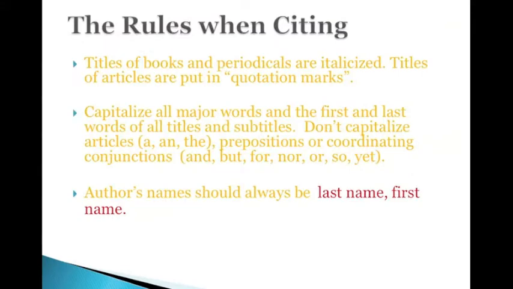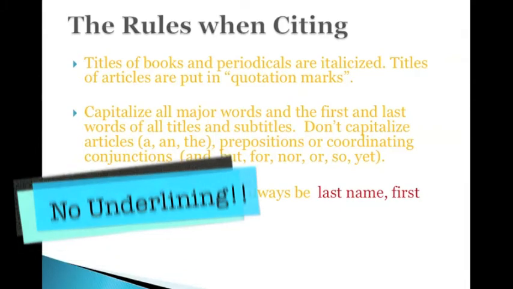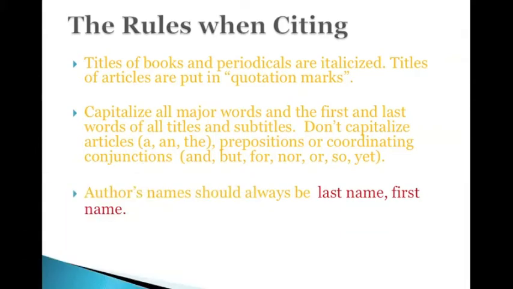Here are some basic rules when citing. Titles of books and periodicals are italicized. Titles of articles are put in quotation marks. MLA has changed recently and used to underline titles of books. There is no underlining in MLA anymore. So if you were to see a question on a test that asks about underlining in any situation or under any circumstances in MLA, the question would be incorrect.